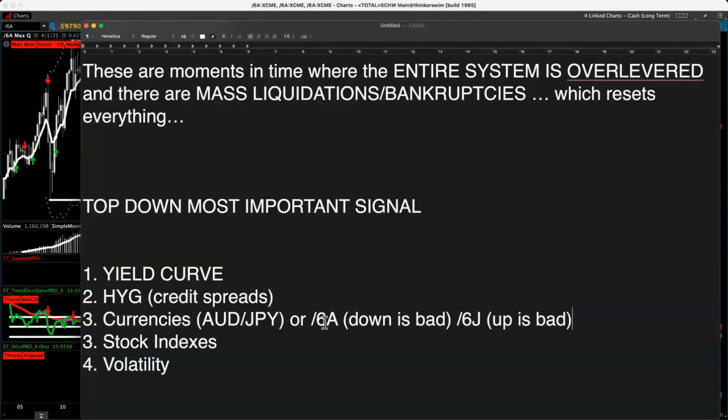Okay, so we're going to look at two things. Is the 6A, because we understand 6A down is bad. We're going to see if the signals are down. And if they are down, are they early relatively, or are they not early, meaning that they've already been down and now they're starting to turn? Then we're going to look at 6J, which is the yen. And we're going to understand that unlike the Aussie, the 6A, which down is bad, on the 6J, the yen, up is bad. So this is yen. This one's Aussie dollar.